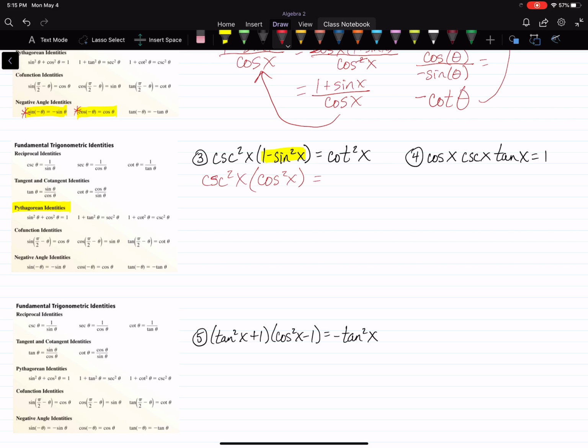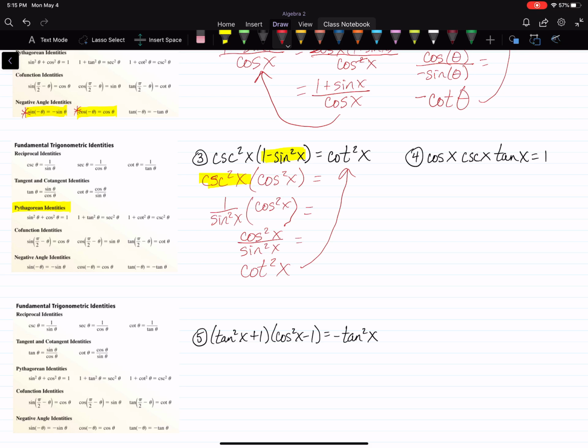And again, notice I'm working the left side because it's a little more complicated than the right side. Then I'm going to change my cosecant squared x to 1 over sine squared x, because remember, that's another suggestion: try to change everything to sine and cosine. So this would be 1 over sine squared x times cosine squared x, and that will equal cosine squared x over sine squared x, and that reduces to cotangent squared x. Again, as soon as you get the same thing on both sides, you have verified it.